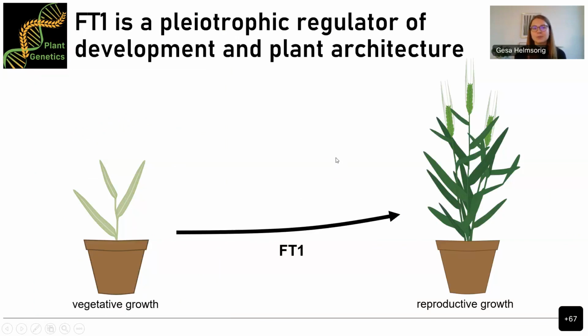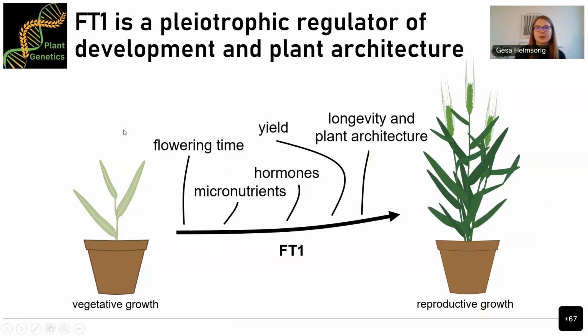So to sum things up, this is what we already knew. We did know that FT1 promotes the shift from vegetative to reproductive growth, but we didn't really know what other effects FT1 had. And actually, it doesn't only affect flowering time, as we already knew, but it affects a whole lot of other things regarding longevity and also plant and spike architecture. It negatively affects yield in the plant on a whole plant level, but also on a spike level.